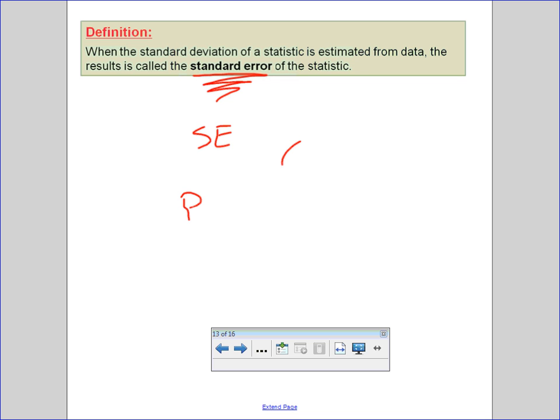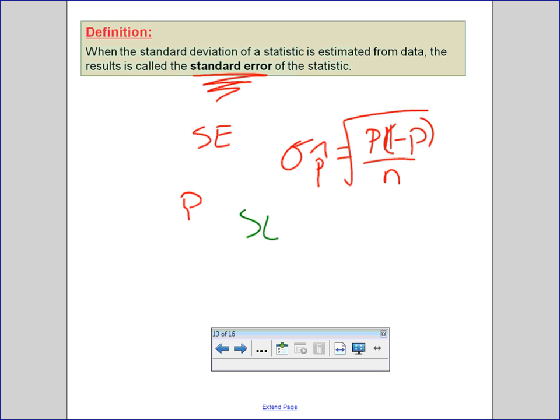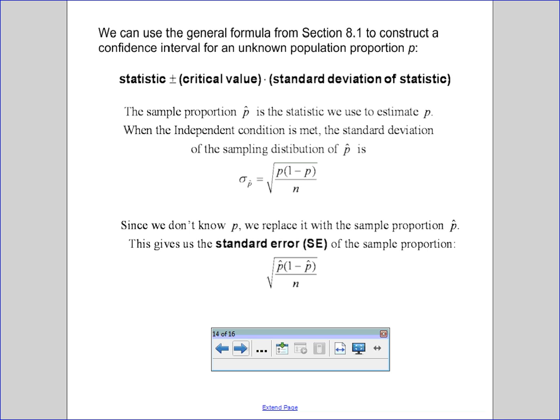You know, the formula for sigma P hat is the square root of P times 1 minus P over N, my smartboard's a little bit off, I apologize. But we don't have P, so the standard error is the square root of P hat times 1 minus P hat over N. It's the exact same thing they said.